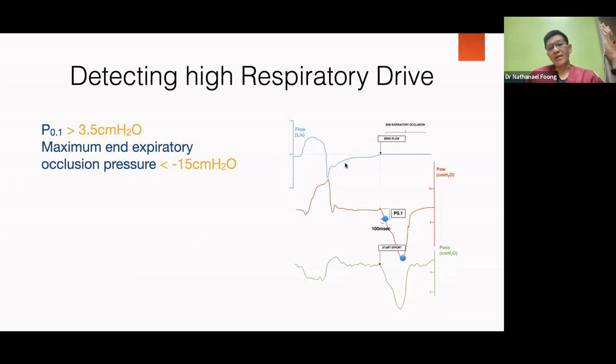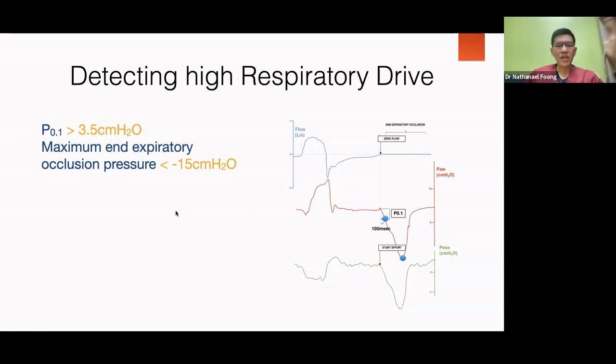Basically, the P0.1 is when you apply a transient occlusion of the flow in the ventilation during spontaneous breathing. When the patient starts to trigger the ventilator, you apply a transient occlusion of just 100 milliseconds, which is 0.1 second, and you measure the pressure at that point. Whereas the maximum inspiratory occlusion pressure is when you occlude the flow for the whole of the single breath, right? That means you cause a zero flow occlusion for the whole single breath, and you see the negative pressure that's generated from that inspiratory effort, right?